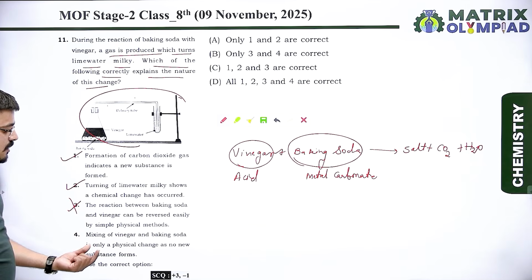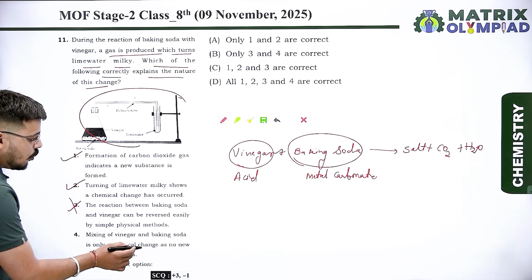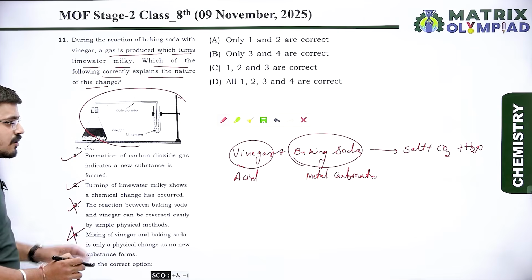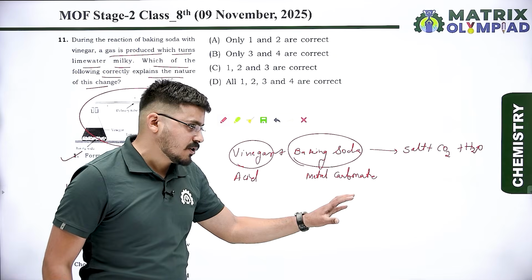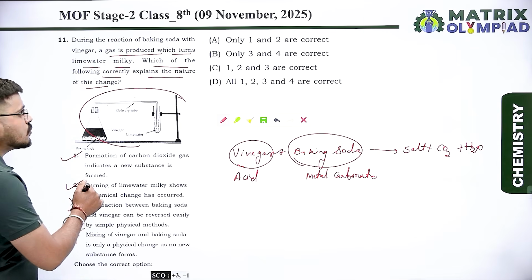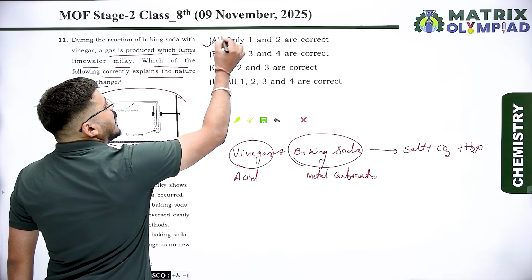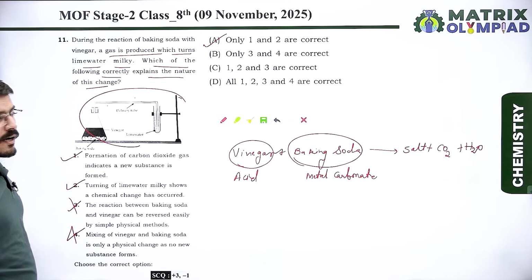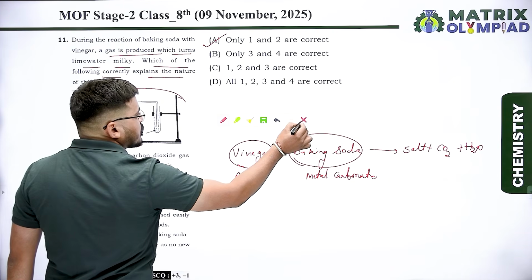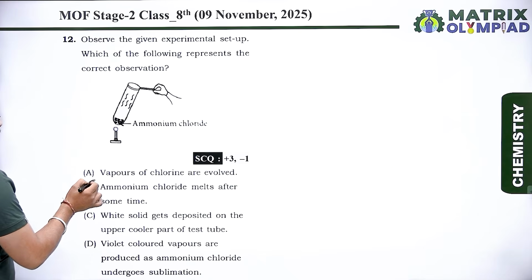Option number 4, mixing of vinegar and baking soda is only a physical change. No, it is not a physical change, it is a chemical change. So our correct option is 1 and 2. According to this, option number A is correct. 1 and 2 are correct. So let's move to the next question. Question number 12.